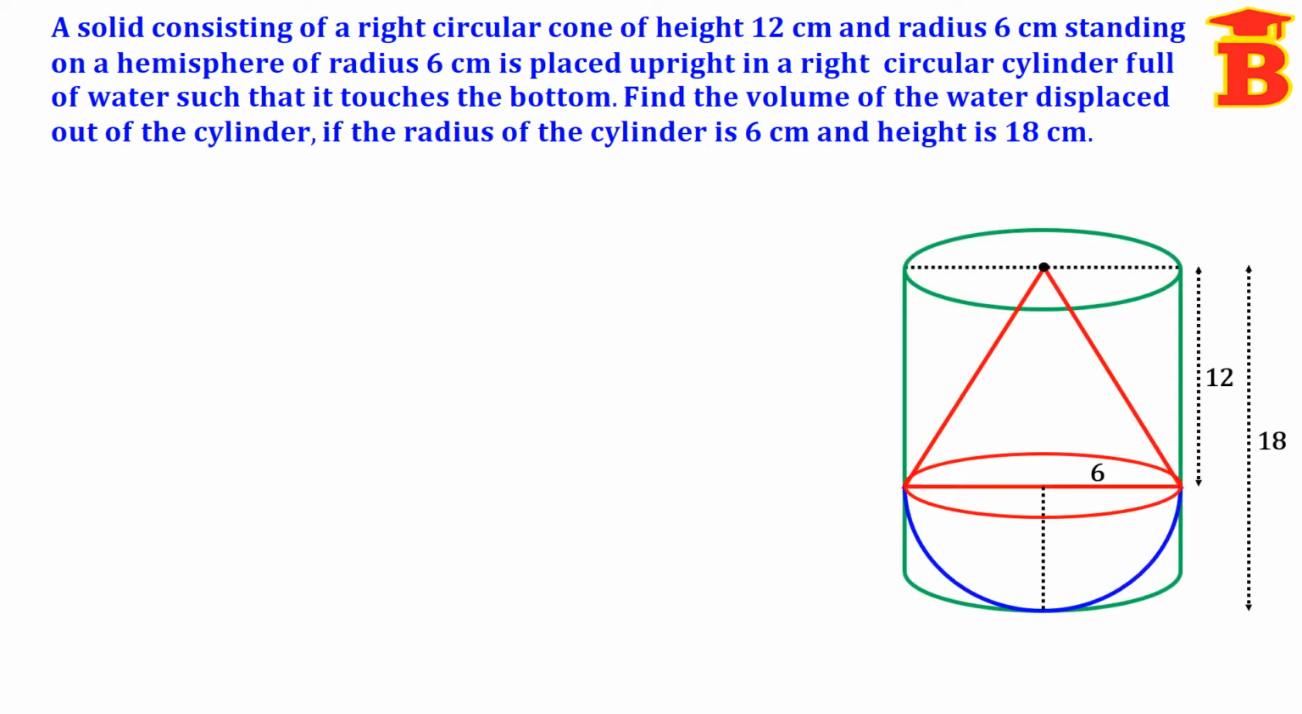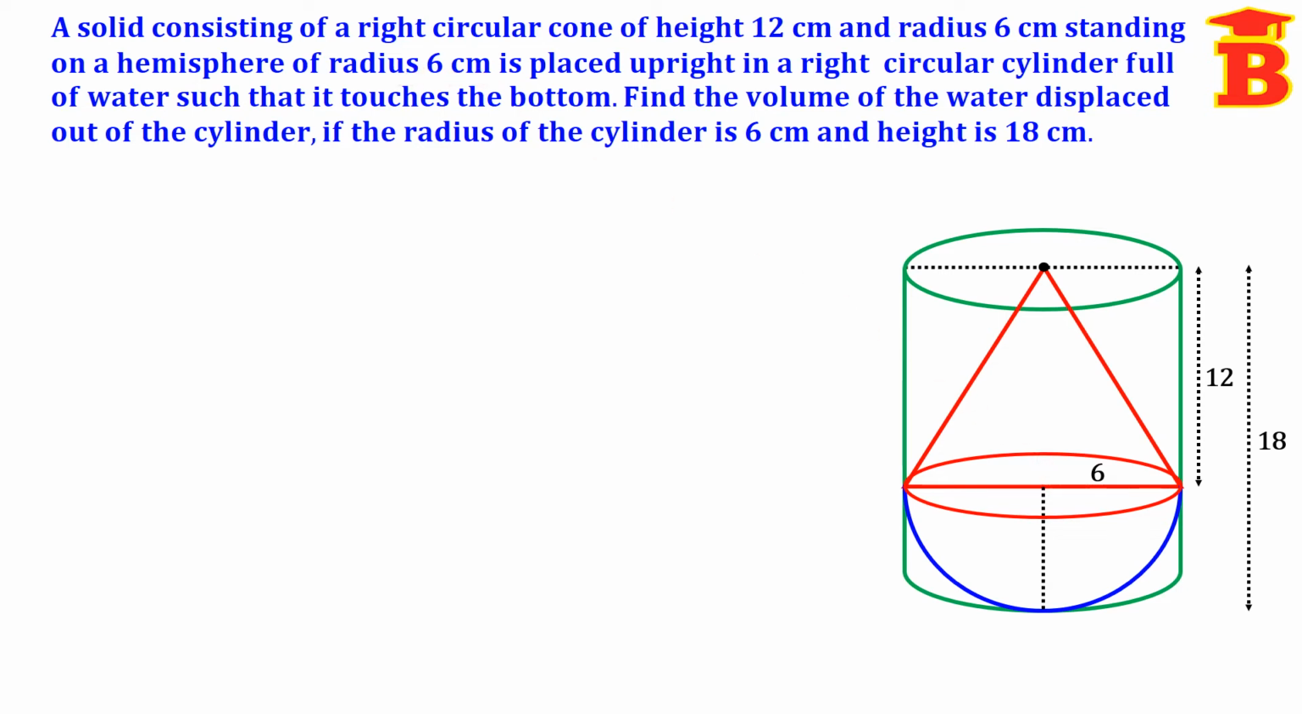This is the diagram for the given problem. Here this red color is the cone, blue color is the hemisphere, and this green color is the cylinder. Now see the given cone of height 12 centimeter and radius 6 centimeter. So this red color cone height 12 centimeter and radius 6 centimeter, and it is standing on a hemisphere. So this red color cone is standing on a blue color hemisphere, and given its radius is 6 centimeter.